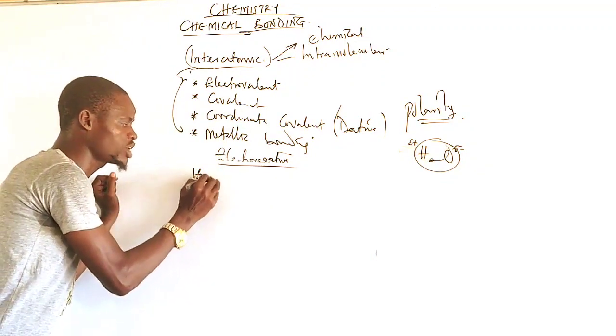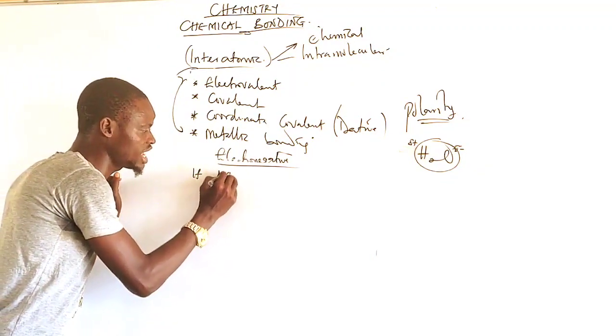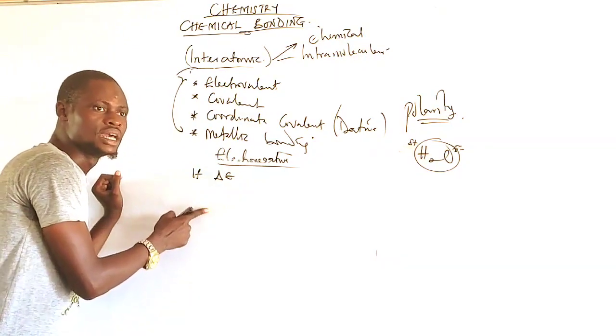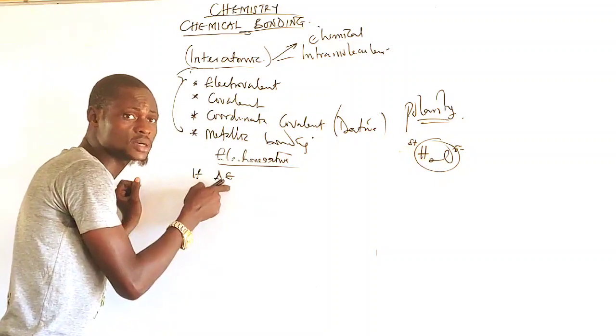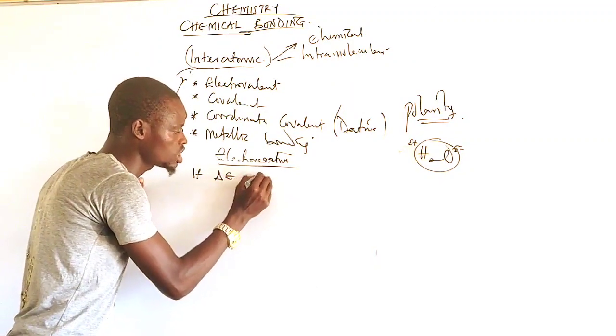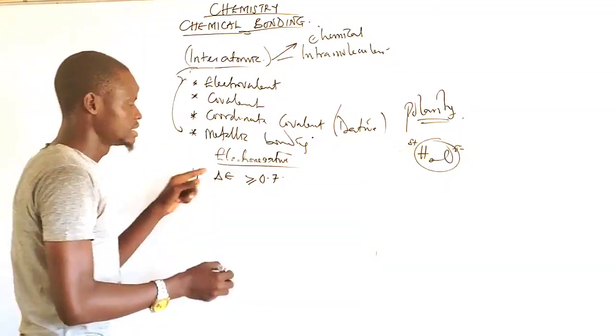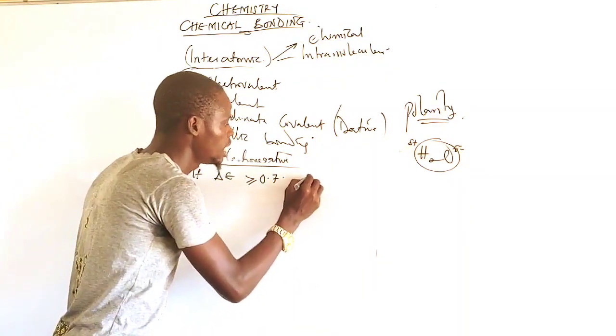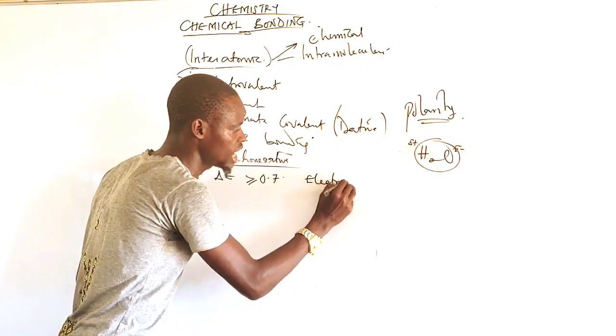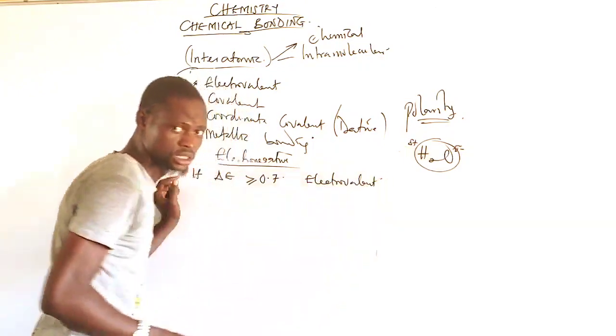Now, if the difference in electronegativity, let me say the change in electronegativity of a substance, is greater than or equal to 0.7, then the kind of bond that substance will undergo is what we call an electrovalent bond. That substance will have an electrovalent bond altogether.